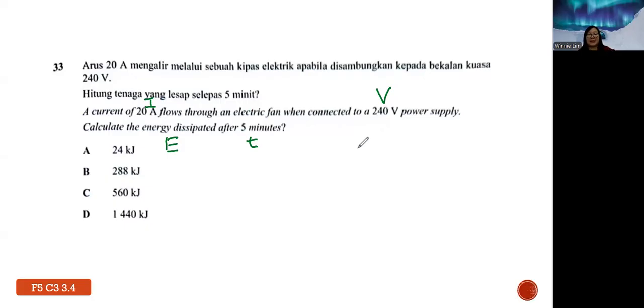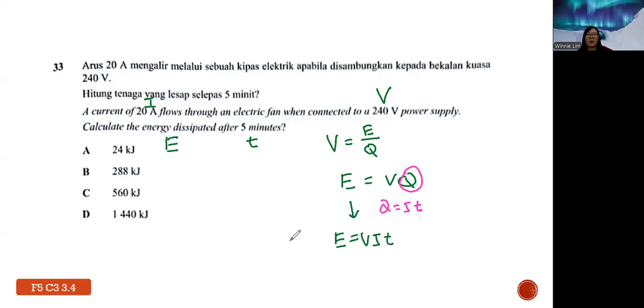Basically, the idea comes from the concept of what potential difference is. Potential difference is work done or energy transferred between 2 points. So we start from V equals E per Q. We rearrange, and we have E equals VQ. From here, you can substitute Q equals It. Hence, you will have your new formula, E equals VIt.